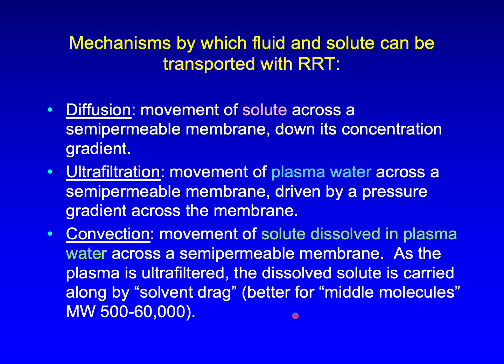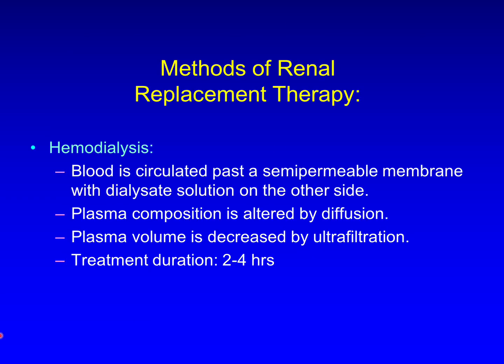Now, how do these 3 types of fluid and solute movements apply to the basic types of renal replacement therapy? With hemodialysis, the patient's blood is circulated past a semi-permeable membrane with dialysate solution on the other side. Plasma composition is altered by diffusion of molecules down their concentration gradients to or from the dialysate solution. Plasma volume, as we'll see, can be decreased by ultrafiltration, and HD is performed in sessions that typically last from 2 to 4 hours.